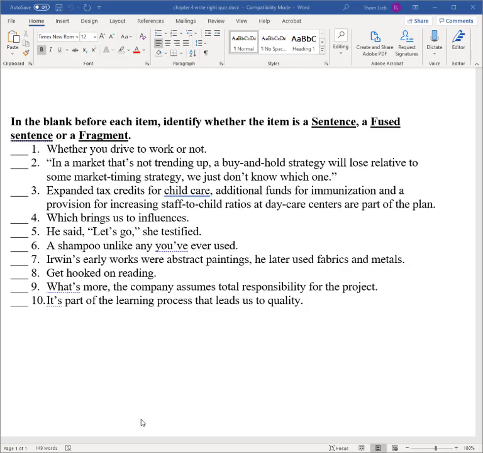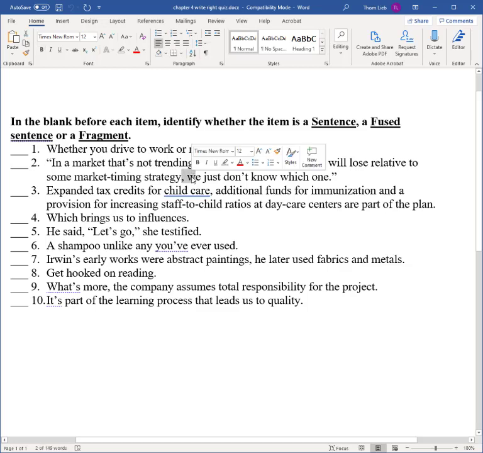In the second one, we have a complete independent clause starting with in a market through strategy, and then another one starting with we through one. So we basically have two sentences joined together with a comma. Some people call it a comma splice, but more technically correct is calling it a fused sentence. So how do we fix it? Well, this one's easy. We can just replace the comma here with a period and make it into two sentences.